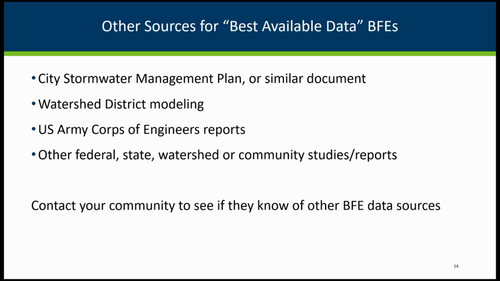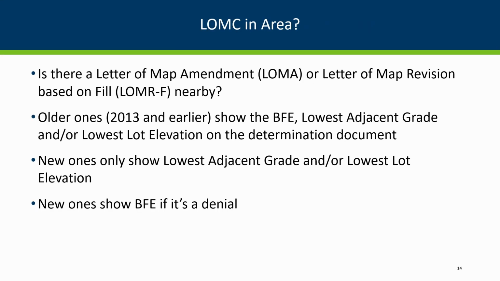And in Minnesota, you can contact the DNR and see if we're aware of any sources. And we'll work with the community and watershed to find those sources if they're available. If you don't have preliminary new or pending FEMA maps or one of those other sources, one more possible source is letters of map amendments or letters of map revisions based on fill in the area.